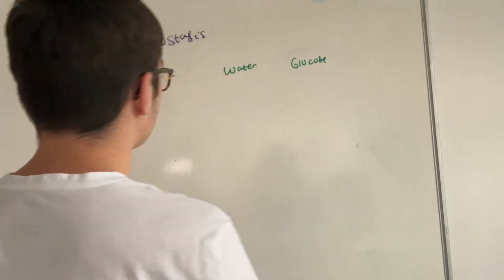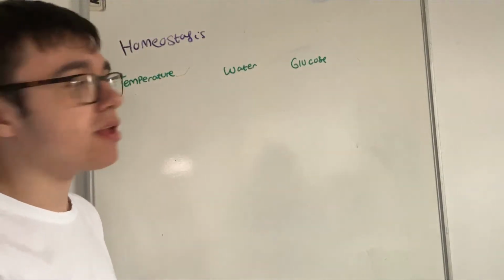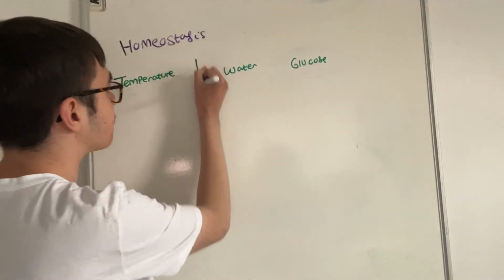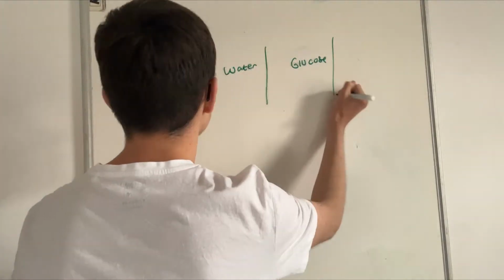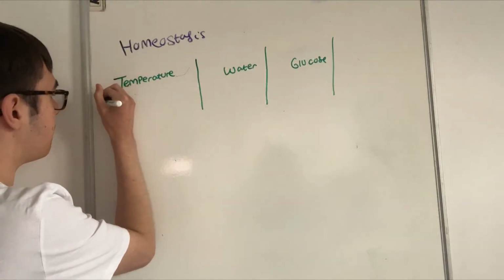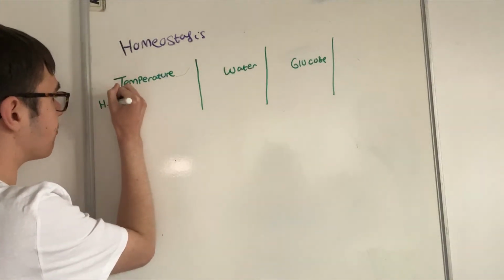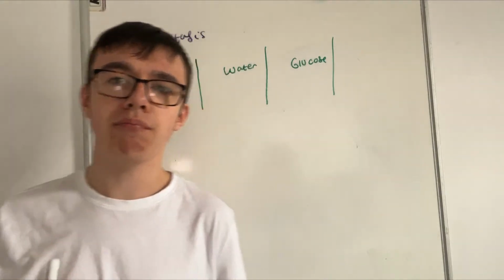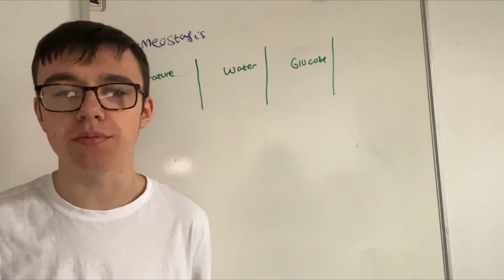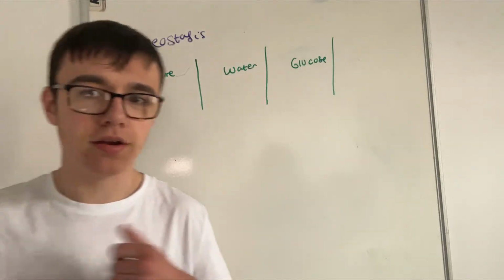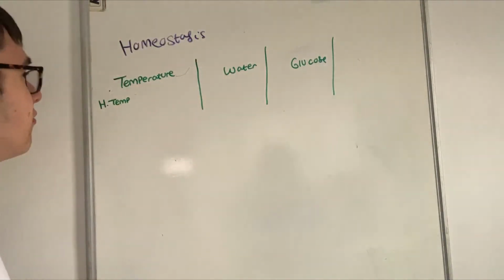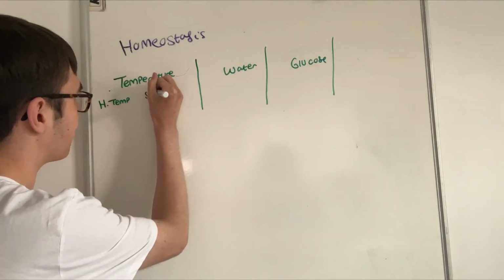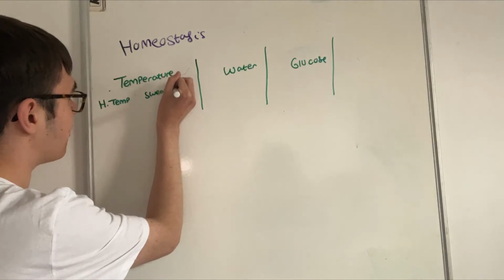So, we have the ways to regulate body temperature, the water concentration, and glucose. So let's kind of break all of these down. If your body has a high temperature, what happens? Well, again, this is one of those common sense subjects. If you're running, you're going to be warm, aren't you? So obviously, what happens as a result? Well, sweating.